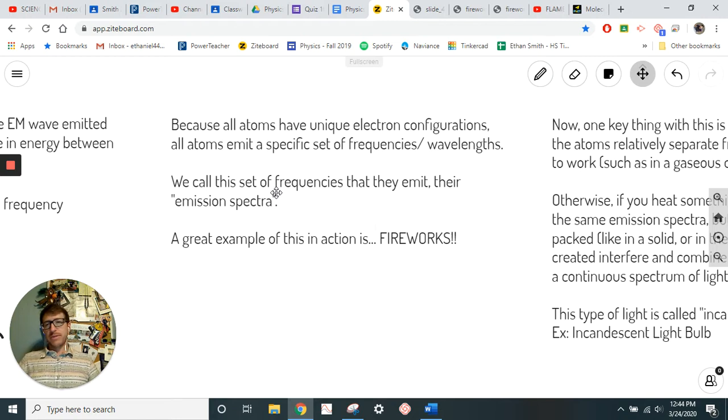Now, every single atom has a unique electron configuration. For example, hydrogen has one proton, one electron, and that electron can exist in certain states. Helium has 2 electrons, and those electrons can exist in certain shells in certain states. Each atom, with its varying number of electrons, has these unique configurations, these unique shells that they can jump up and down between. And so each atom will emit a specific set of frequencies, and we call this set of frequencies that they're limited to their emission spectra.